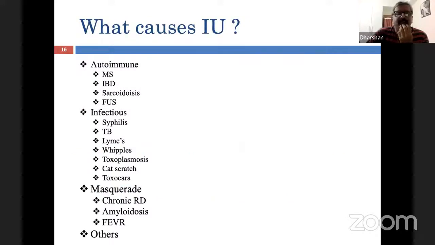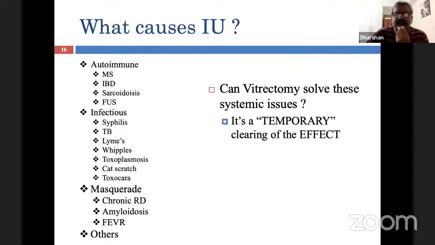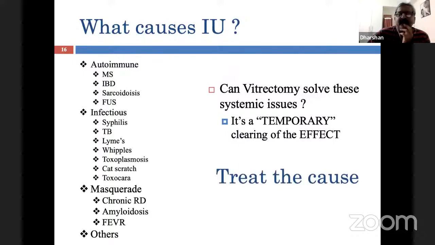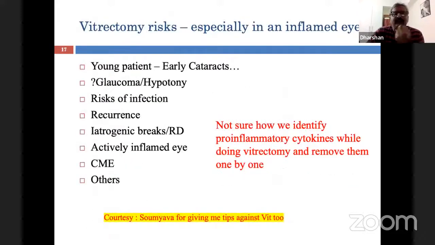Remember, what causes intermediate uveitis? It is because of autoimmune diseases, infections, masquerades, and others. We saw Rima and Mudit talking about syphilis and lymphoma. So can vitrectomy solve all these systemic issues? It's just a temporary clearing effect of the debris. You need to treat the cause.